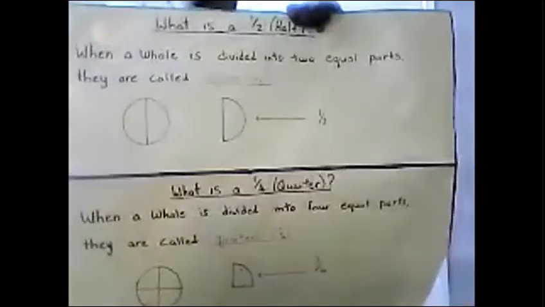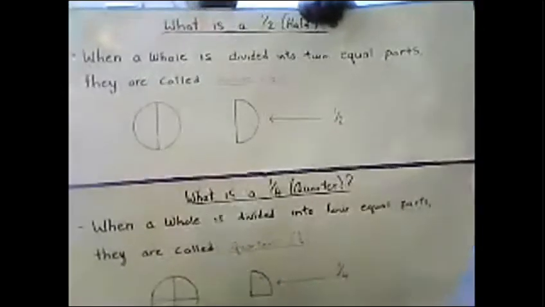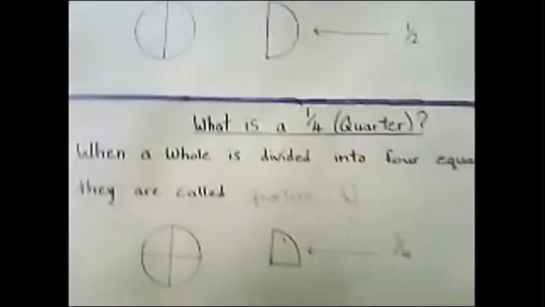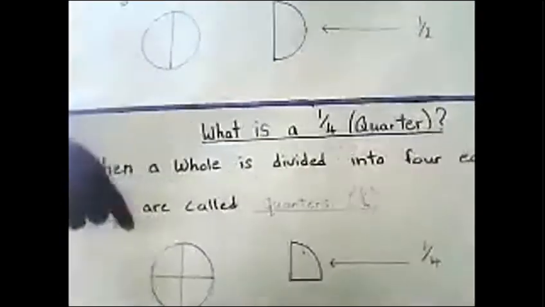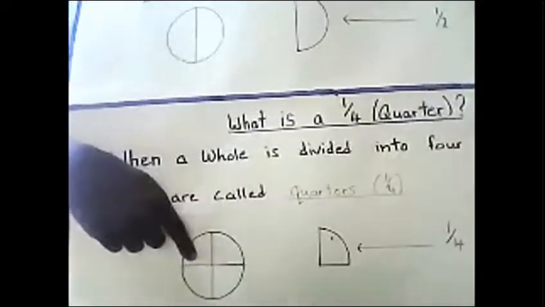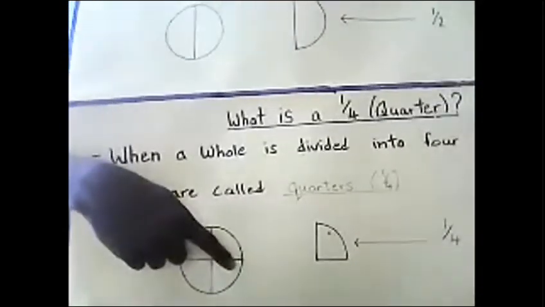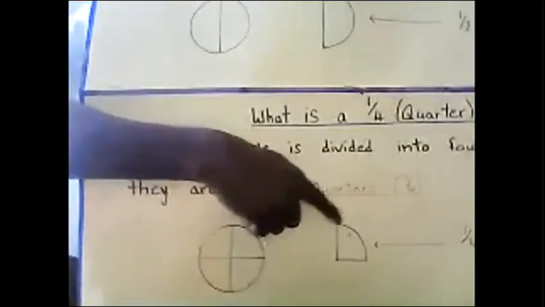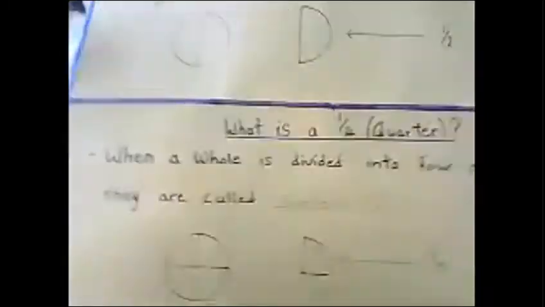Then we have, what is a quarter? When a whole is divided into 4 equal parts, they are called quarters. We have the whole divided into 4 equal parts. 1, 2, 3, 4. Here we have 1/4 by itself. Okay, I'm going to put this up so you can copy it.